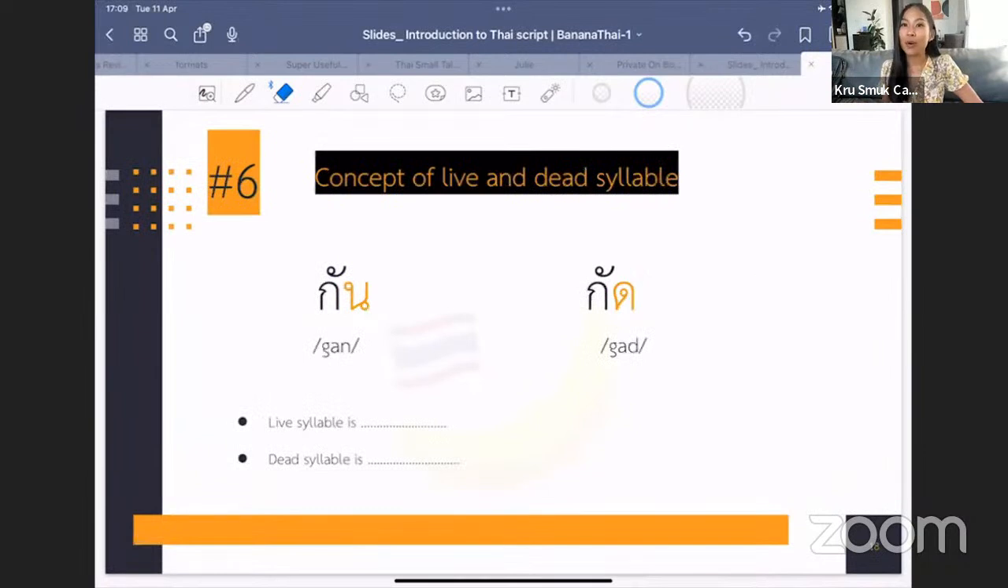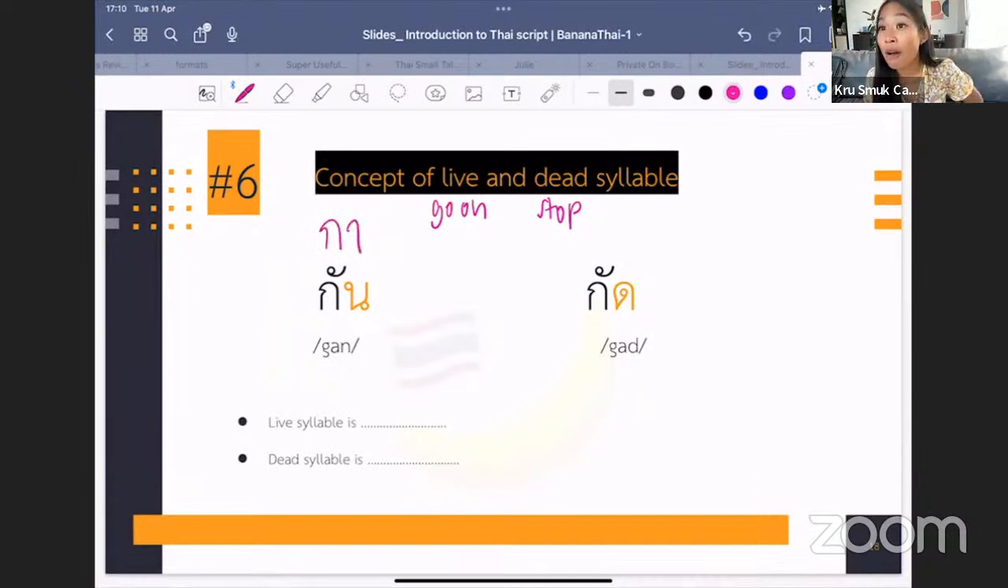The concept of live and dead syllable is easy. Live syllable, the sound goes on. Okay? The sound goes on. But dead, the sound stops. Easy. For example, the two vowels. Let me show you first. This one, gaa, with a long vowel sound. Gaa. It's long. It can go as long as you want. It's live. But if it's like this, ga. It's a short vowel. It's supposed to be short and it's supposed to stop at some point very quickly. So gaa is surely live and ga is surely short.